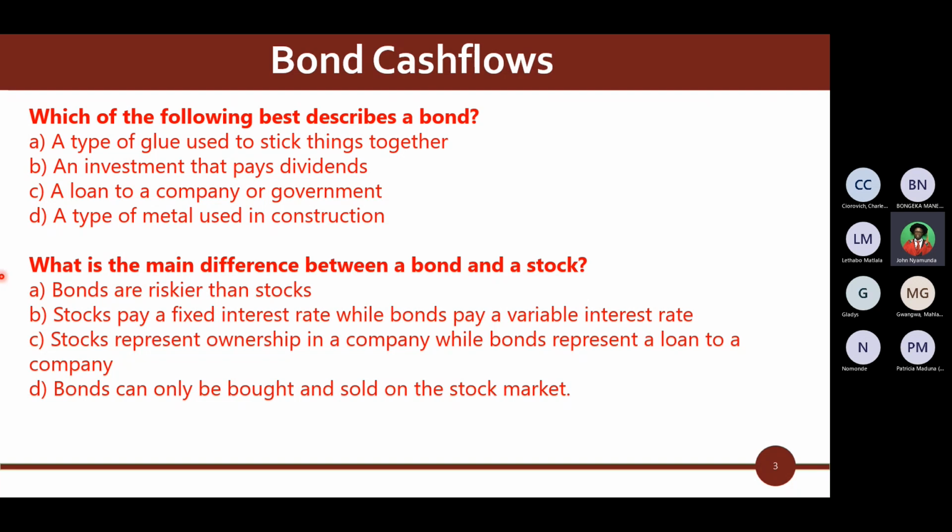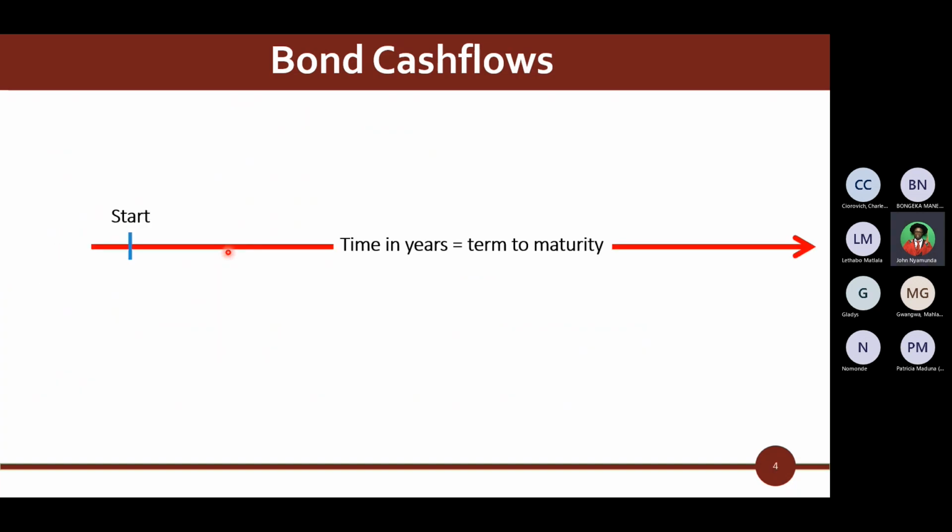And stocks pay fixed interest, okay. Whoever said stocks pay a fixed interest should know that it's not stocks, it's shares. I was supposed to change it to shares. Shares pay a dividend, not fixed interest. That makes it wrong, but most of you got it right, four out of five. So we are good to get started, ladies and gentlemen.